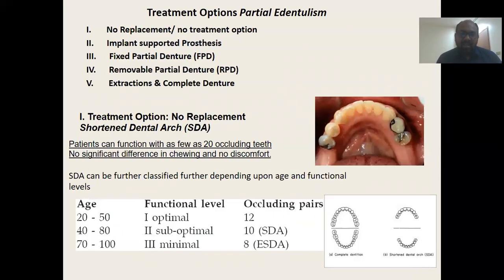If you categorize treatment options for missing teeth, you already know by now that prosthodontics deals with the replacement of missing teeth, or an artificial prosthesis that is attempted to replace missing teeth. Now, the various treatment options for a patient who comes to you complaining of missing teeth: at the initial appointment, we diagnose the patient and we formulate a treatment plan.